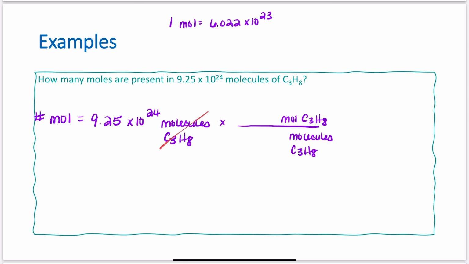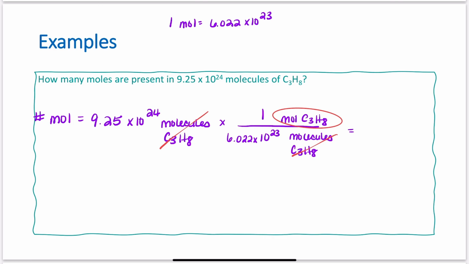Because my molecule's in the numerator here, it needs to go in the denominator here. That's how it's going to cancel numerator to denominator. This leaves moles in the numerator, which is what I want. If I put it opposite, my units would have come out molecules cubed over moles, and that's not correct. So 1 mole of C3H8 contains 6.022 times 10 to the 23rd molecules.